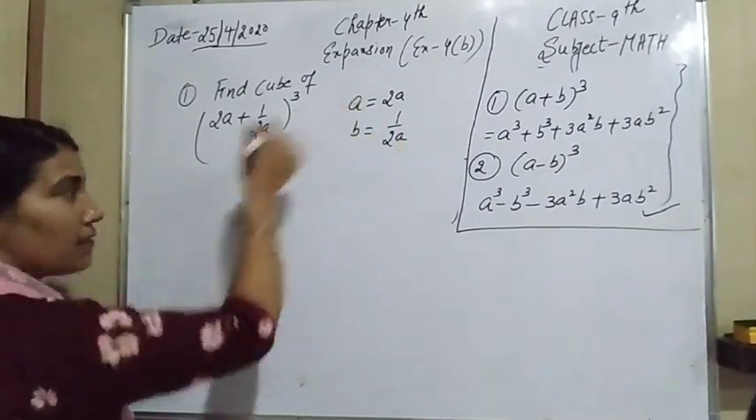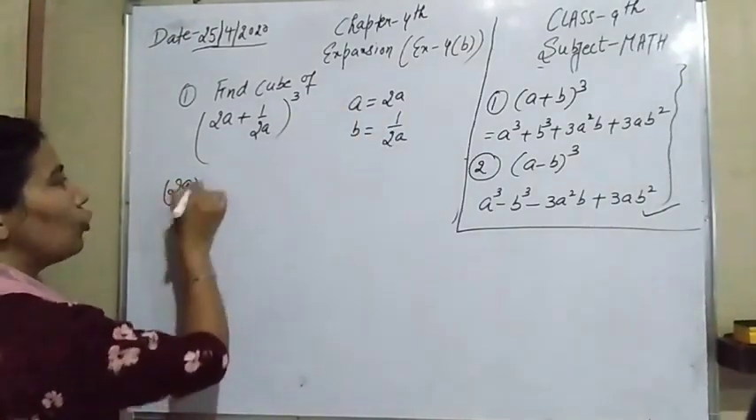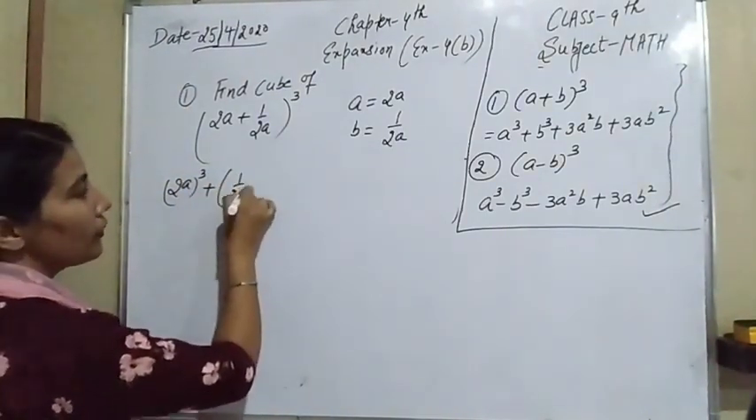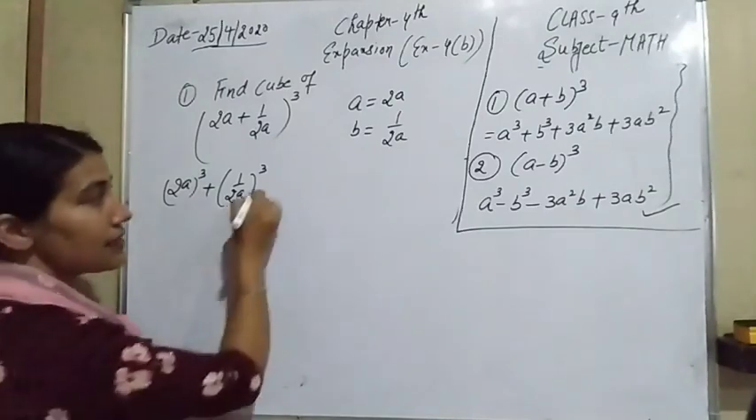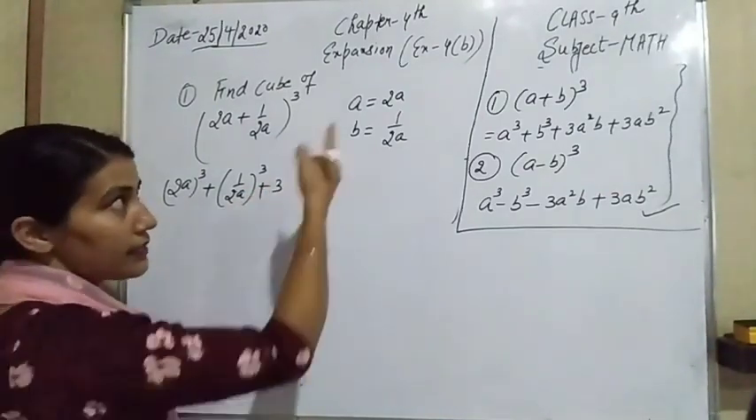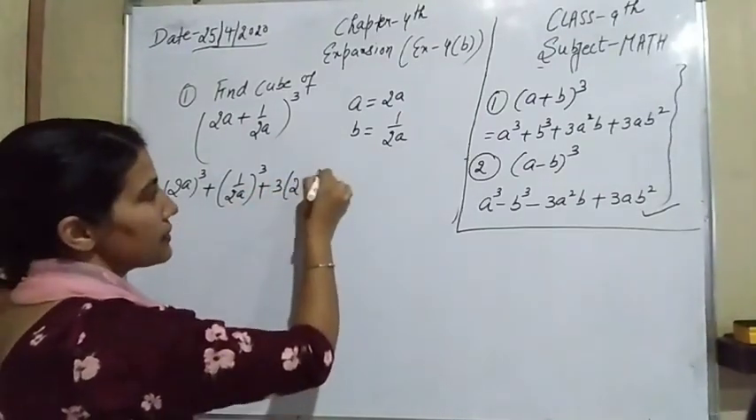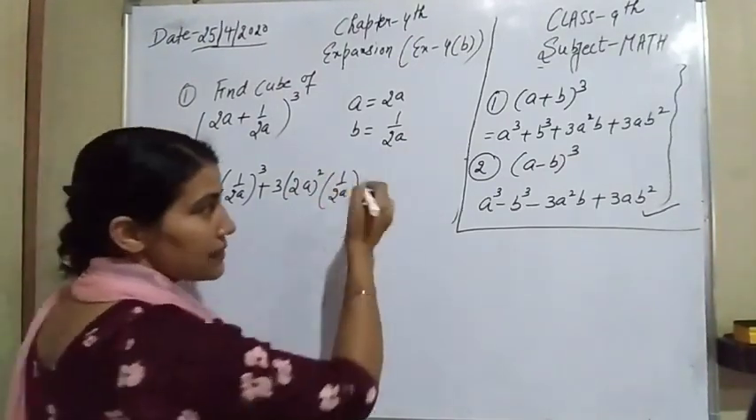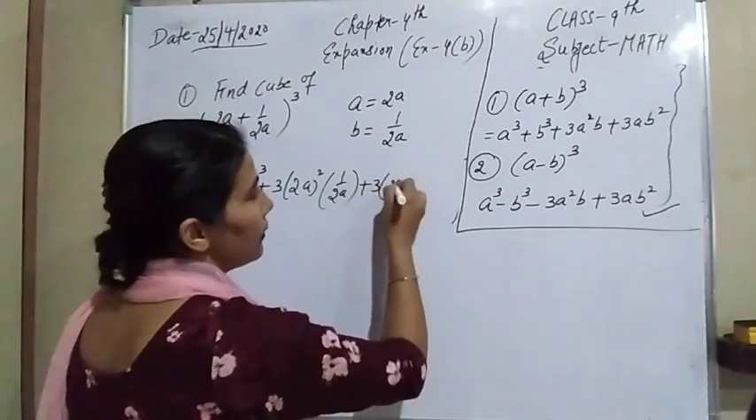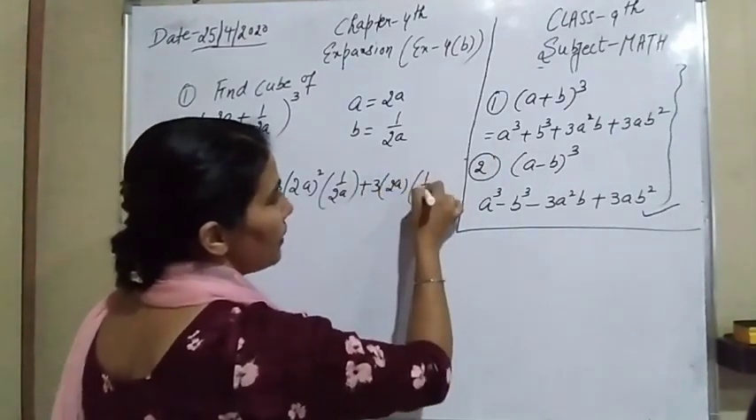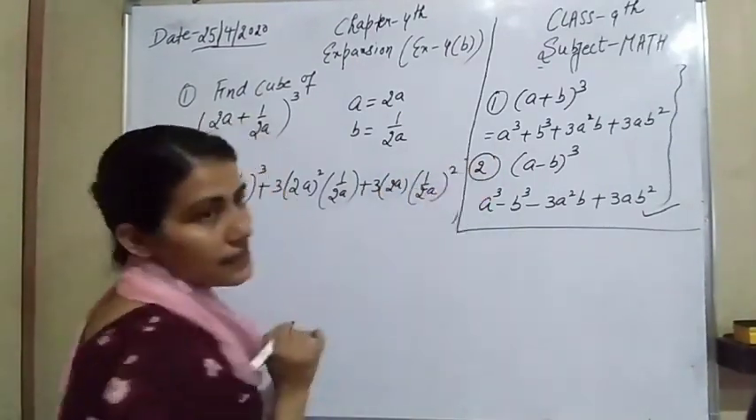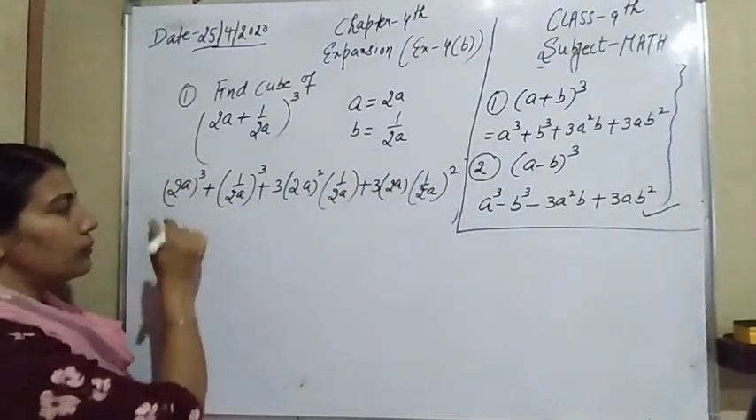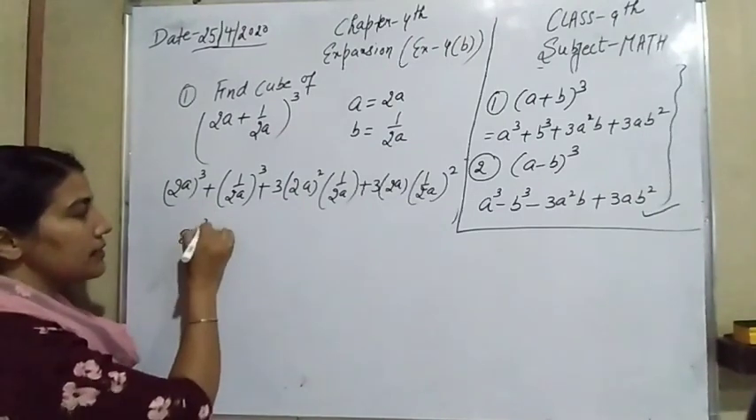First is a cube, that means (2a) cube, plus b cube, that means (1 over 2a) cube, plus 3a square b, that means (2a) square into b, b is 1 over 2a, plus 3ab square, b is (1 over 2) square. Clear? Put the values of a and b after that. Now 2 cube, that is 8, and a is a cube.